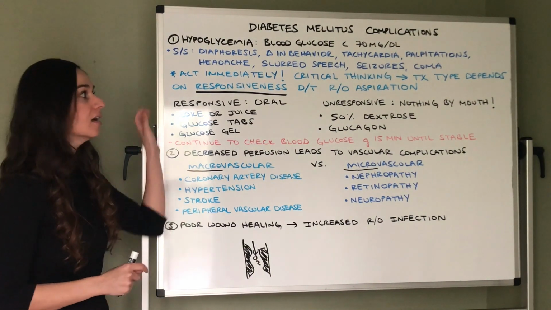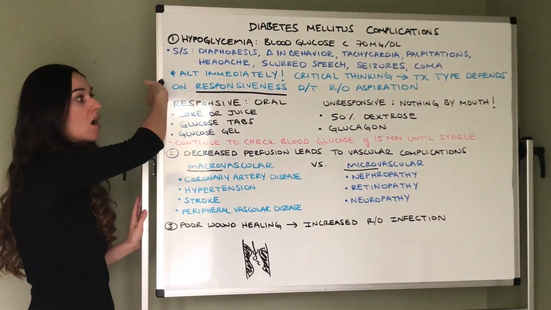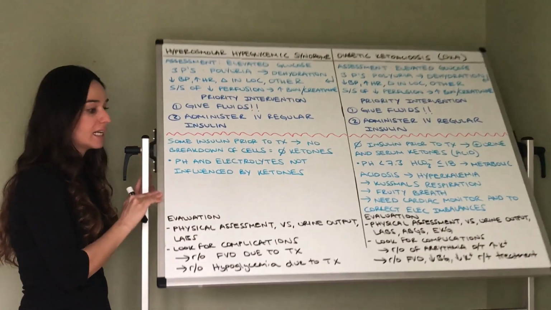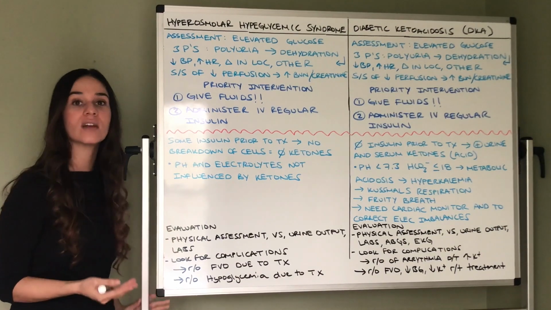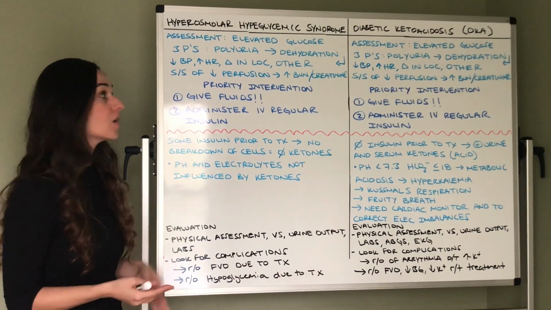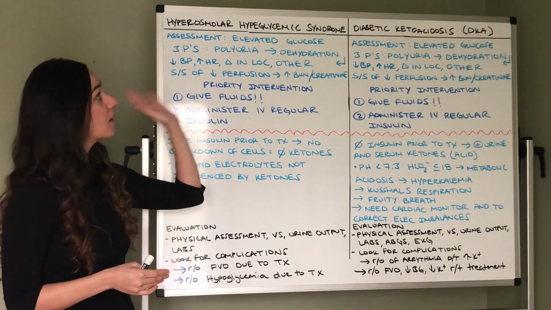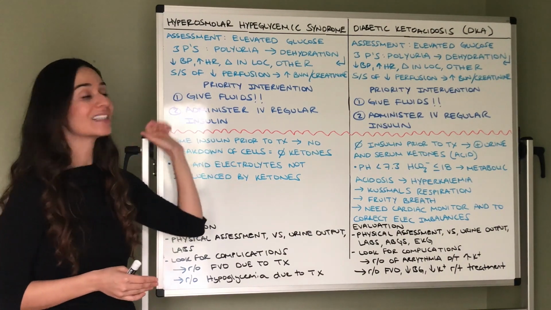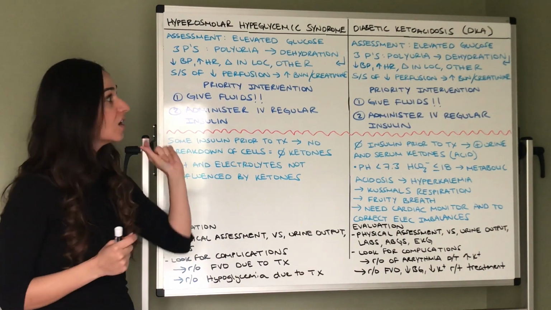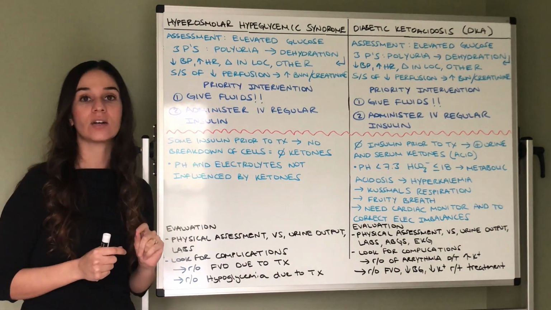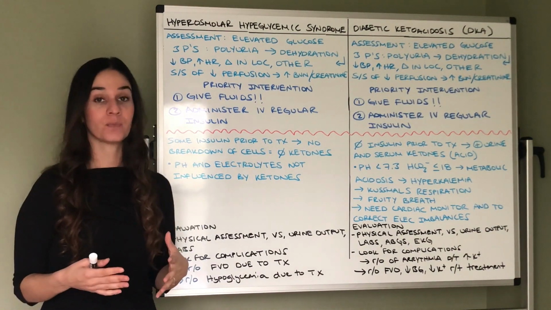So the last complications we're going to talk about are your complications related to hyperglycemia, elevated blood glucose levels. So hyperosmolar hyperglycemic syndrome, that's HHS. I didn't have enough room to write the abbreviation, but HHS versus diabetic ketoacidosis, DKA.